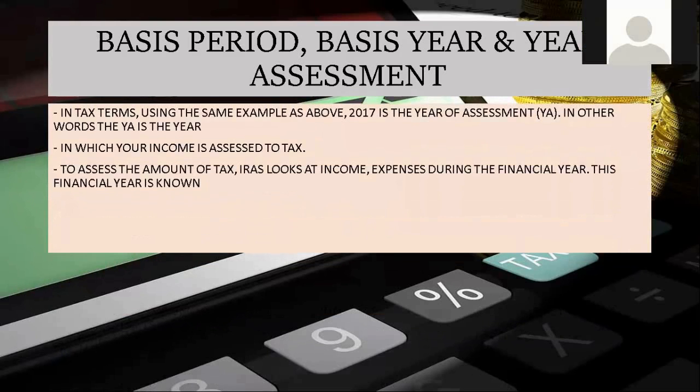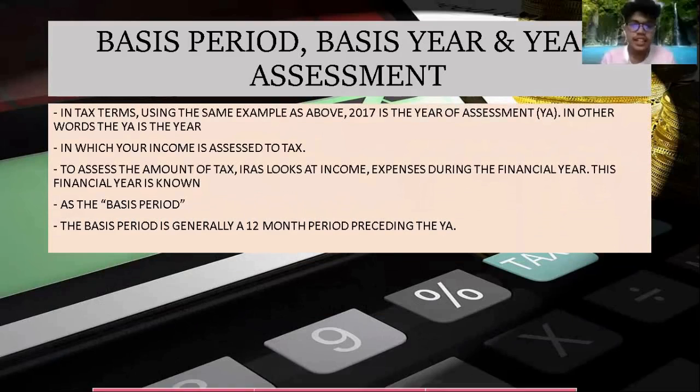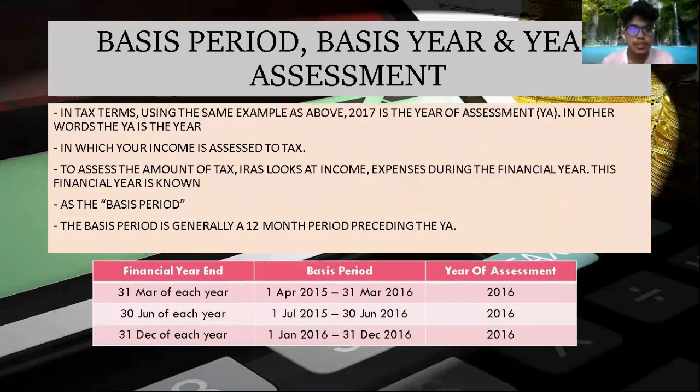Thank you. Basis period, basis year and year of assessment. In tax terms, using the same example as above, 2017 is the year of assessment. In other words, the year of assessment is the year in which your income is assessed to tax. To assess the amount of tax, IRAS looks at income and expenses during the financial year. This financial year is known as the basis period. The basis period is generally a 12-month period preceding the year of assessment.